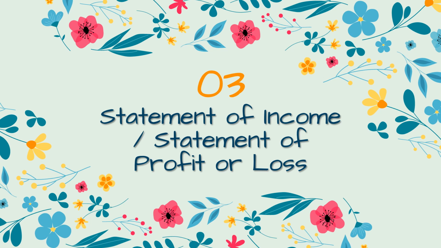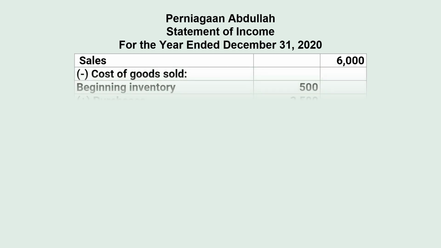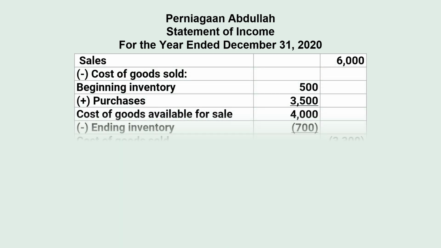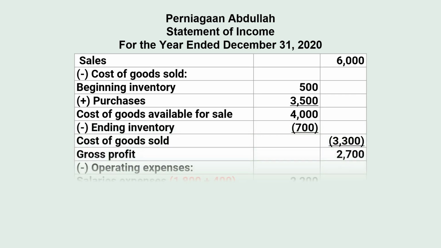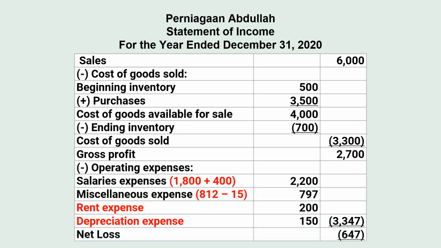Statement of income or statement of profit or loss. From the adjusted trial balance, arrange all the accounts involved with the statement of income that have been identified earlier. Write the title first, then sales 6,000 minus cost of goods sold. Those are beginning inventory plus purchases minus ending inventory equals 3,300. Then we get gross profit 2,700 minus operating expenses amounting 3,347. Then we suffer net loss 647.